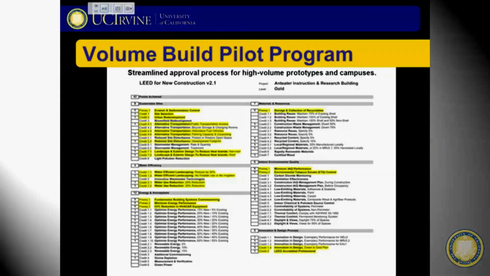And the ones that you see highlighted on the screen are the credits that UCI achieved. We call them prototype credits. What that allowed us to do is apply these credits to every construction project, which kind of makes them free in a sense. And so we achieved a total of 17 prerequisite and credits that were applied to a variety of projects. Since version 2.2 expired, the prototype pilot program went away, morphed into something else, and so we're working on that as well.